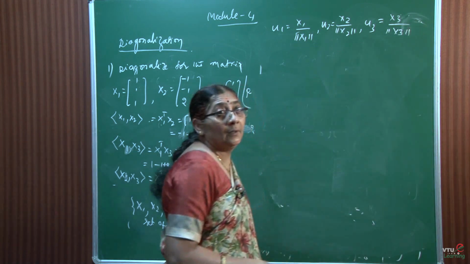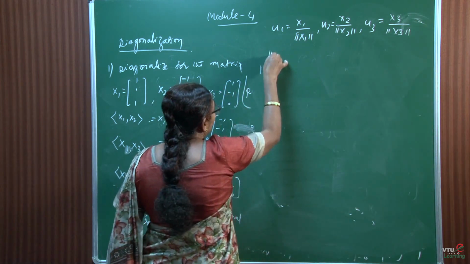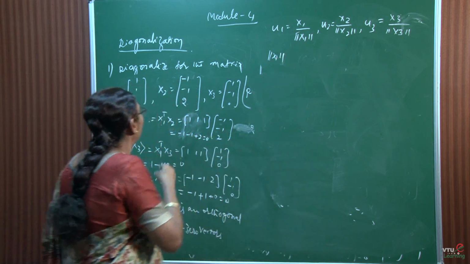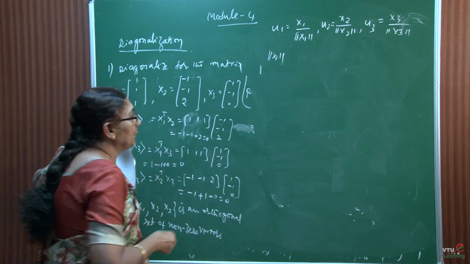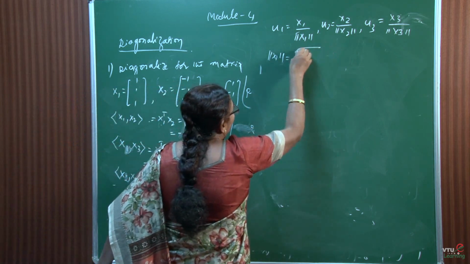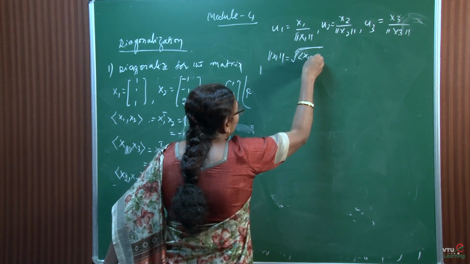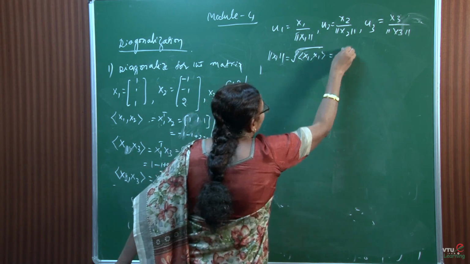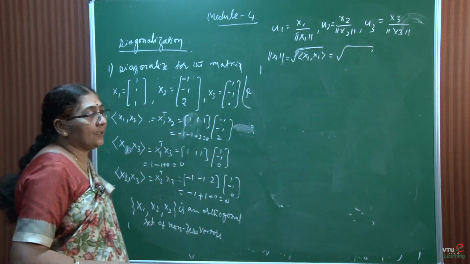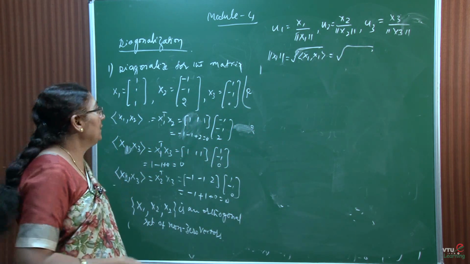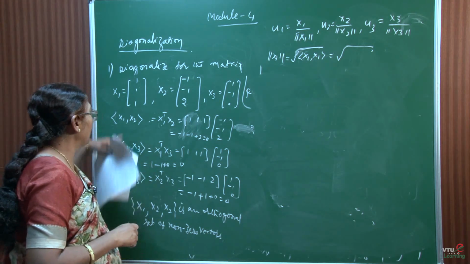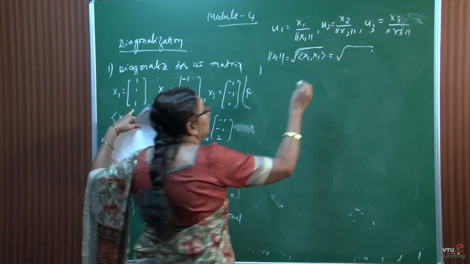Okay. Next I have to find out the norm of x1. We have x1, right? The norm of x1, you know, is the square root of the inner product of x1 comma x1. That is nothing but the square root of x1 transpose into x1. You already know, I am taking directly 1 square plus 1 square plus 1 square. What do we get? 3.